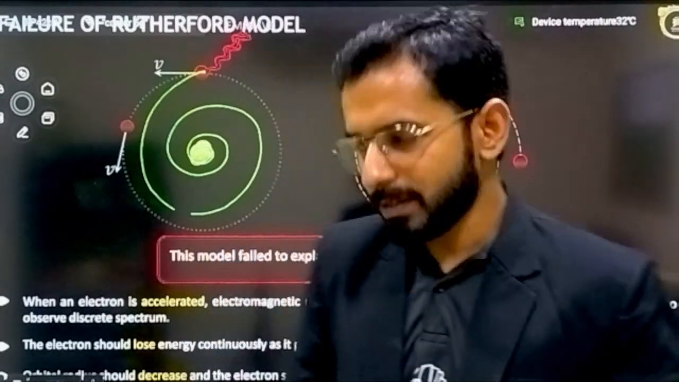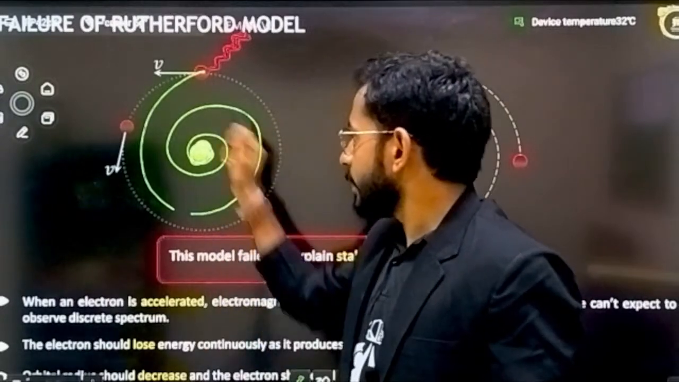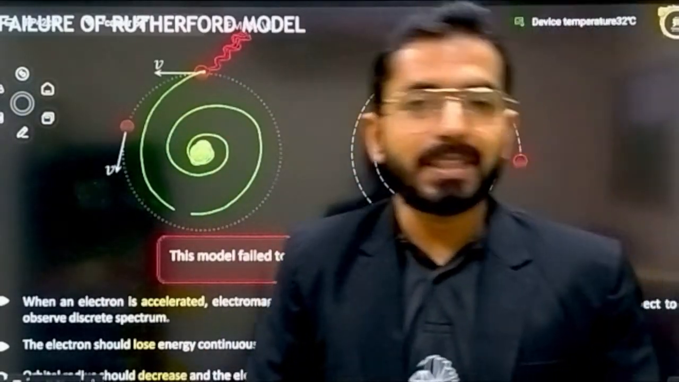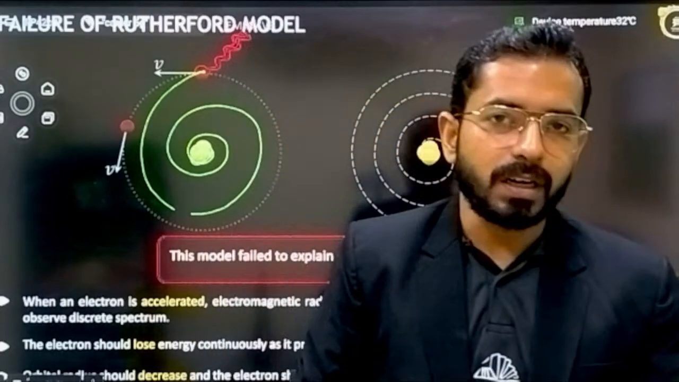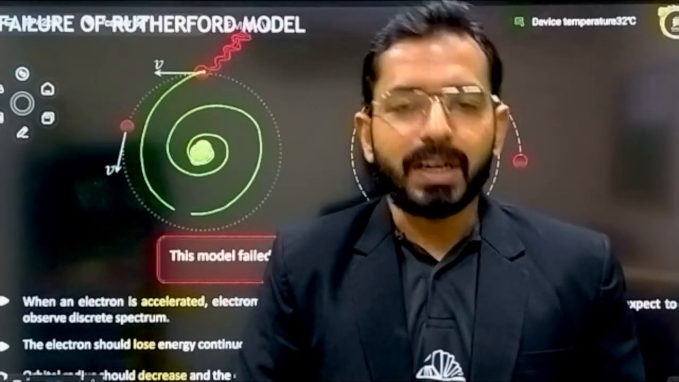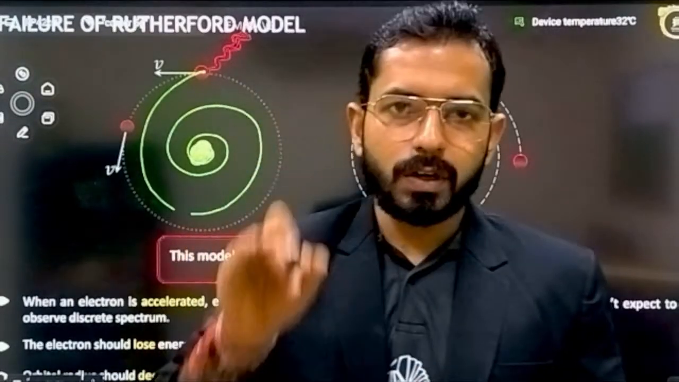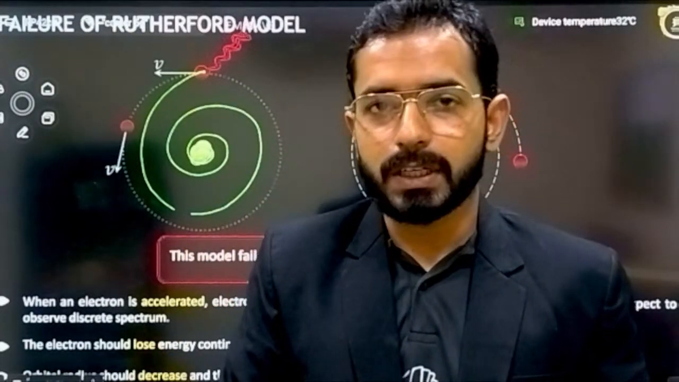He just said one thing, that these orbits that are present here are actually nothing but stationary orbits. He gave the term stationary orbits. And what he explained is that if an electron is revolving in these orbits, it is not going to radiate any kind of energy.